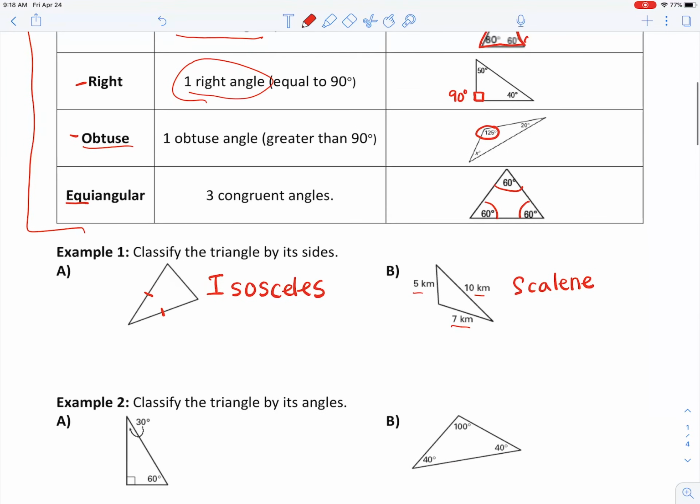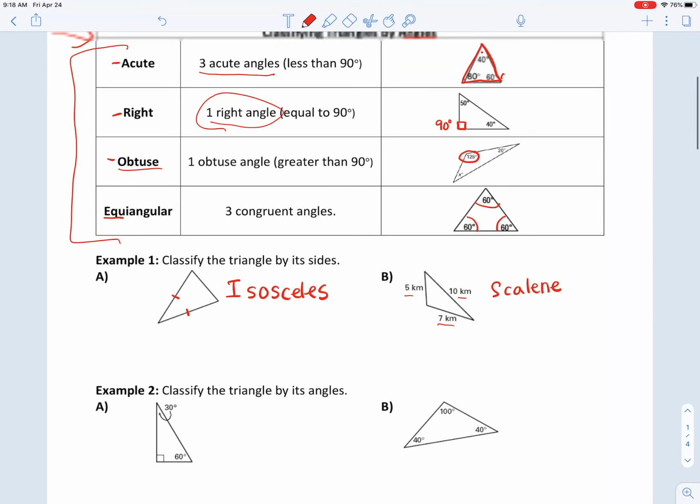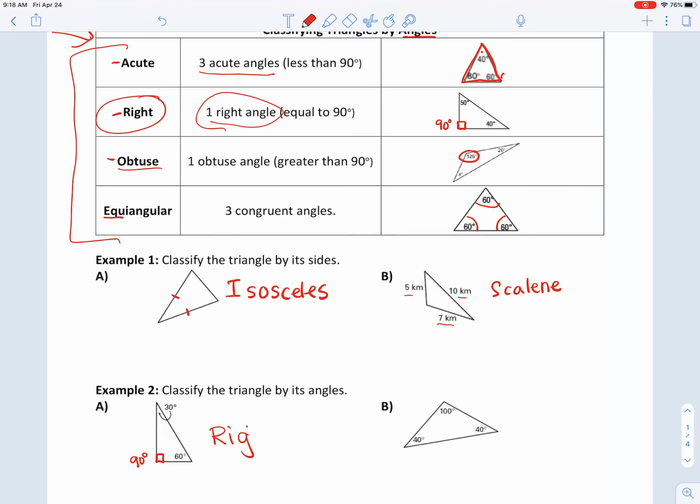All right, example 2 is to classify the triangle by its angles. Let's see if I can have both the problem and the words here. So in letter A, I'm noticing that there's a square box in the corner. That means it's 90 degrees, and that means it's a right triangle.